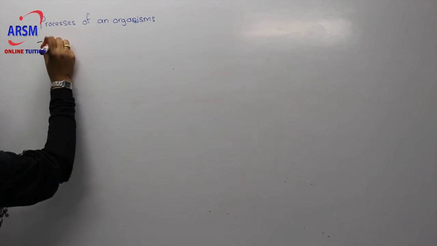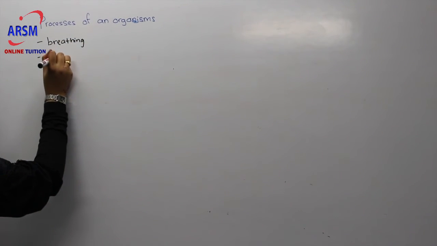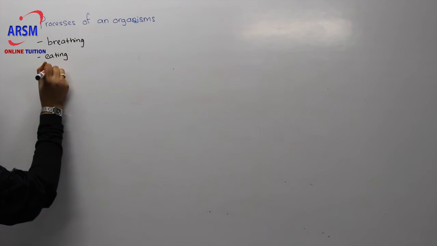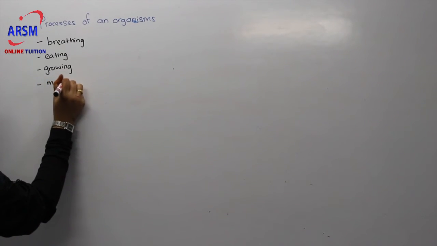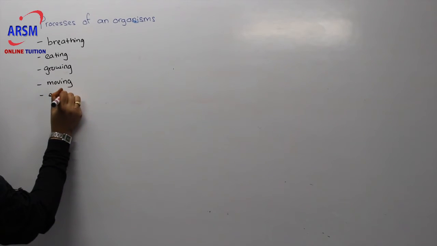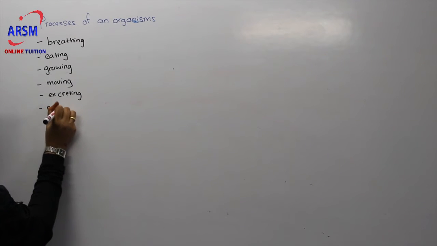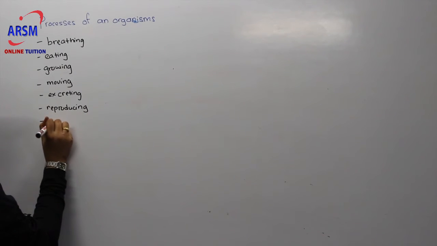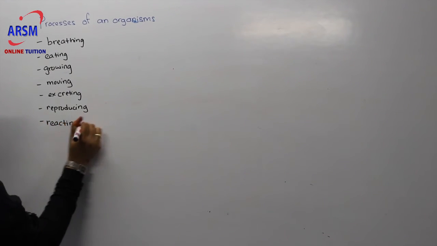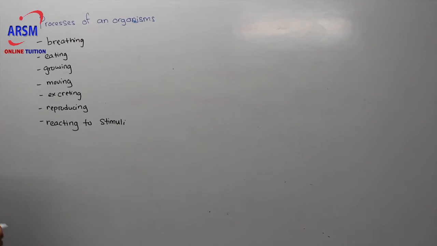Breathing, eating, growing, moving, excreting, reproducing, and reacting to stimuli. Okay, these are the basic processes an organism can undergo.